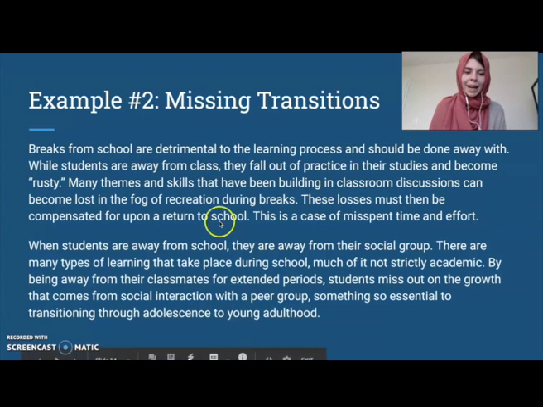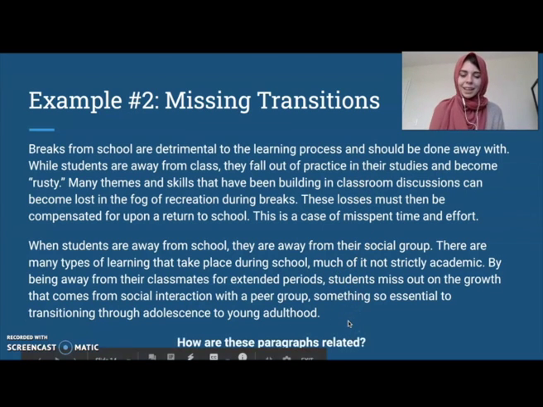So if we think about the main idea of our first paragraph, we see that breaks from school are detrimental to the learning process. So when students are not at school for a long time, it's really bad for their education, okay? And then in our second paragraph, our main idea is when students are away from school, they're away from their social group. So we're saying not only are breaks bad for academics, they're also bad for social life at school, okay? So what I want you to pause and think about is how are these paragraphs related? How do the main ideas relate to each other? Okay, so go ahead and just take maybe 30 seconds, pause the video, think about it, and then you can restart whenever you're ready.